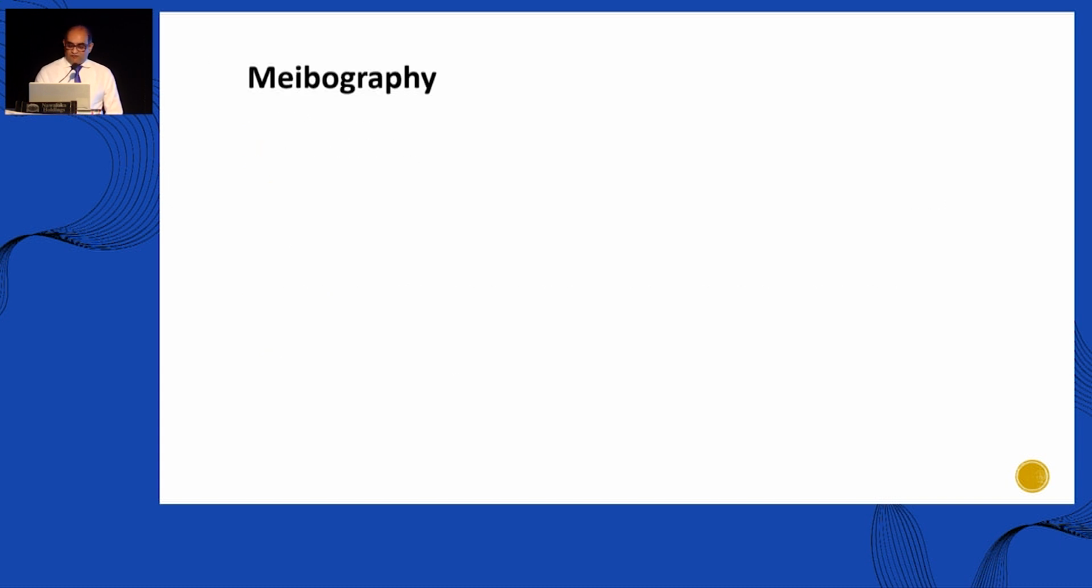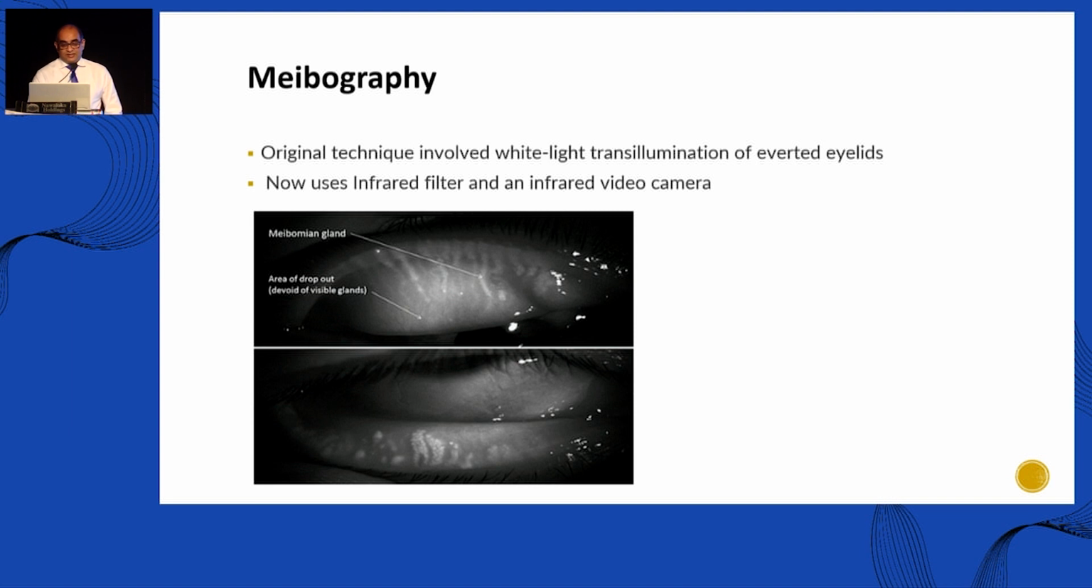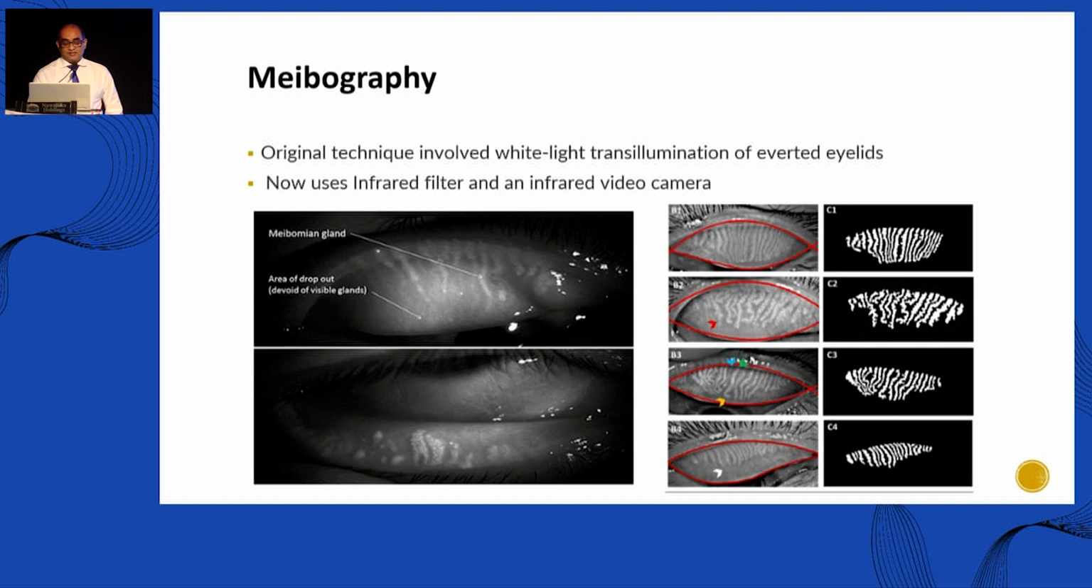And meibography is available in the private sector, which demonstrates the meibomian glands and the ducts. Initially, it used white light illumination. Now we use infrared with an infrared video camera. And it nicely views the meibomian ducts, and we can assess the gland and the ducts. Then we can see the meibomian gland. Here, the top is a normal individual, and then going down, there is damage to the meibomian glands.